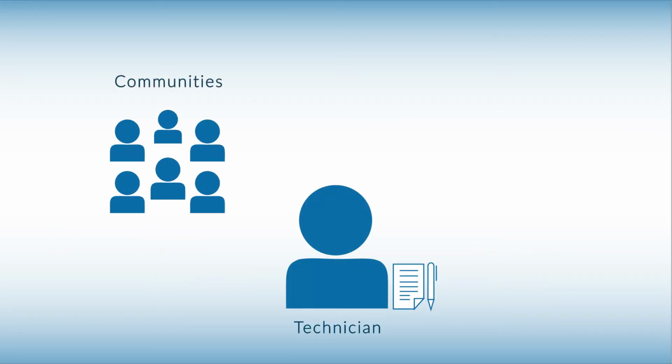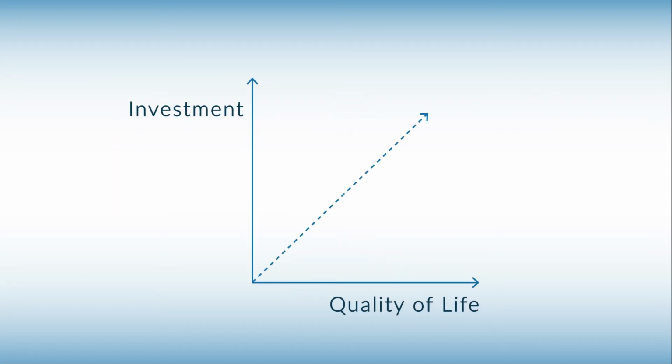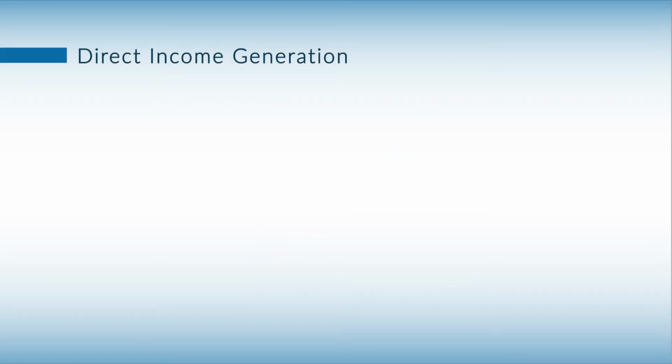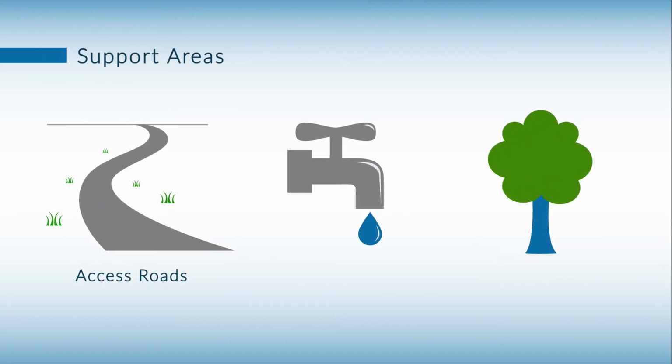RuralInvest is designed to assist national technicians working with communities, groups, or individuals who wish to improve their quality of life through local-level investments, whether in activities which will directly generate income, such as irrigation, transport services, or fish farming, or in support areas such as access roads, water supply, or reforestation.